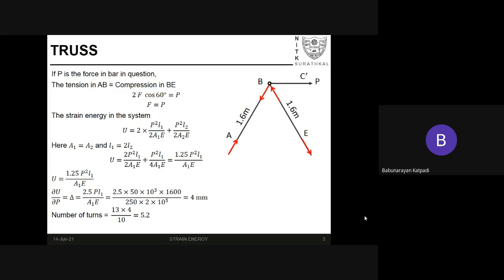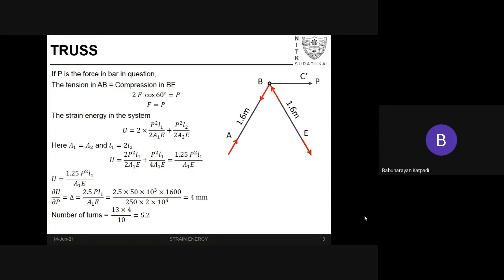We write the strain energy as twice P squared L1 by 2 A1 E1 plus P squared L2 by 2 A2 E. And here, since all bars have the same area, A1 is equal to A2, and L1 is twice L2. To make the substitution, you will get the strain energy as 1.25 P squared L1 by A1 E1. This is the strain energy total.